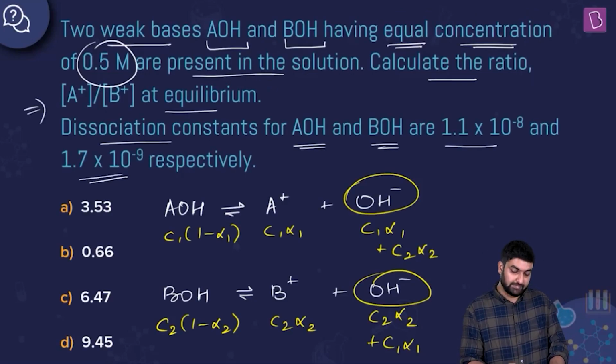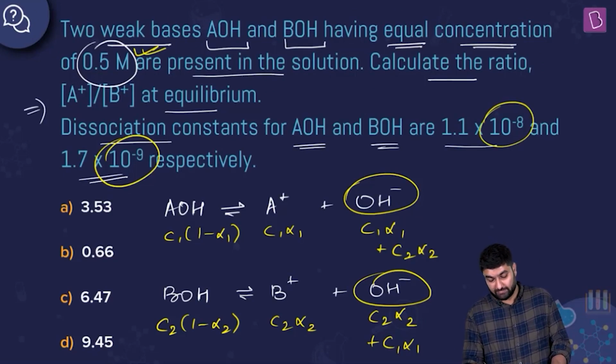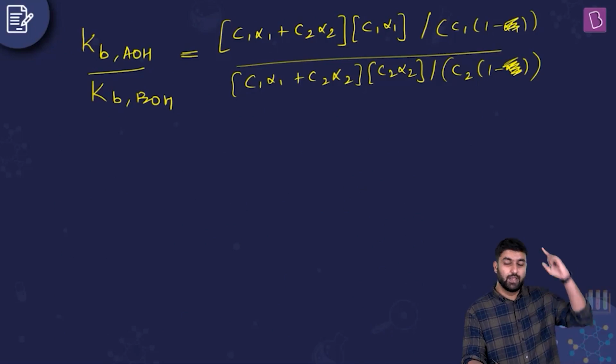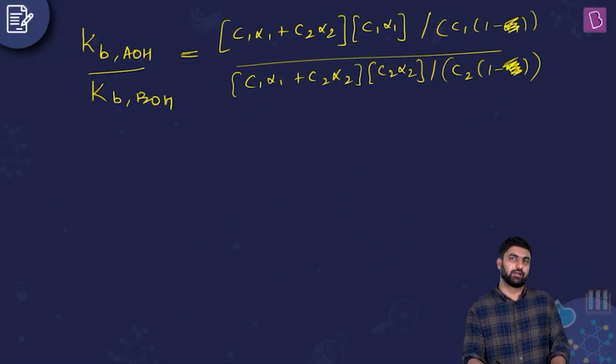Now, another thing is that the concentration is 0.5 molar, which is pretty decent. And the values of KB1 and KB2 are pretty small. So, yeah, I can approximate this over here as 1 only. 1 minus alpha 1 can be approximated as 1. 1 minus alpha 2 can also be approximated as 1, right?